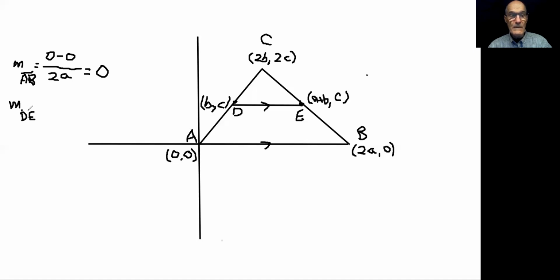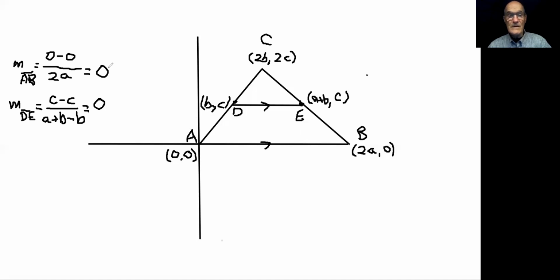We put our R's there, equals, okay, once again, we do our line. So on top we have C minus C, and on the bottom we have A plus B minus B. And on the top we get a 0, and on the bottom we get A. So the slope of DE is 0.